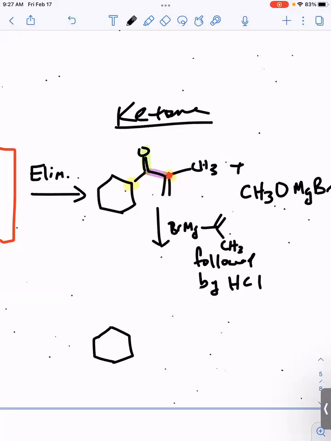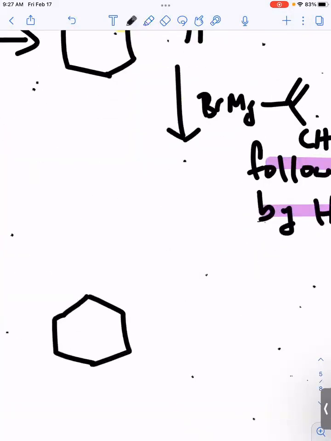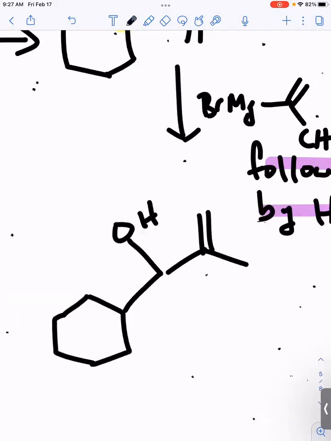A Grignard plus an aldehyde or ketone is always going to give me what? You're going to make an alcohol, right? That's why I put this part in right here, because I need to quench it. Right, so my final product is going to look like this: OH, and I'm just going to have 2 of these vinyl groups attached.